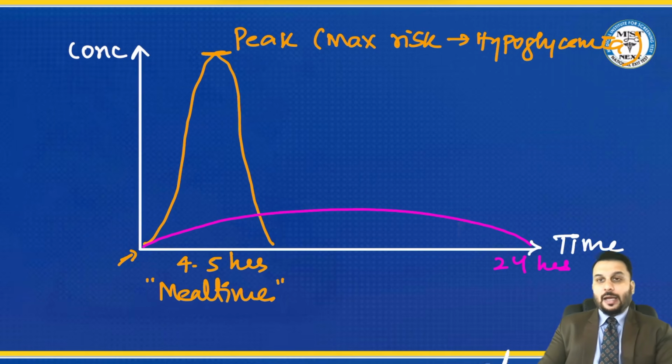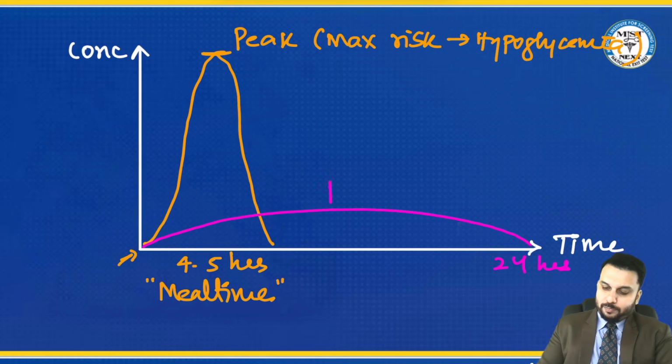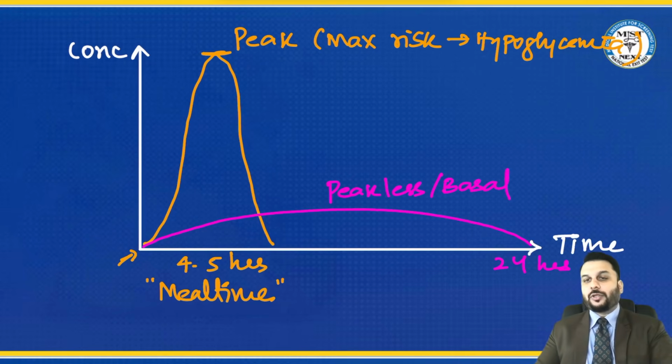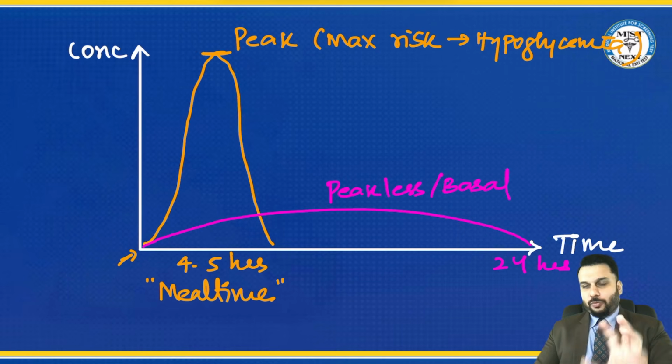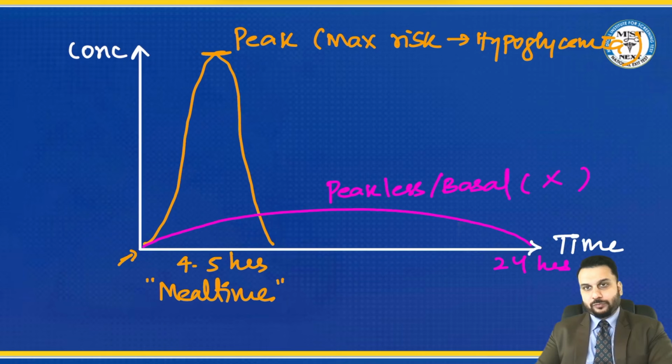All right. And the next thing is, look at the long acting insulins. They're not reaching the peak. That's why they are known as peakless insulins, or they're also called basal insulins. They maintain a basic level of insulin throughout the day in your body, right? So that's about it. Now you must keep in mind that these guys don't cause hypoglycemia. No risk of hypoglycemia. Okay.